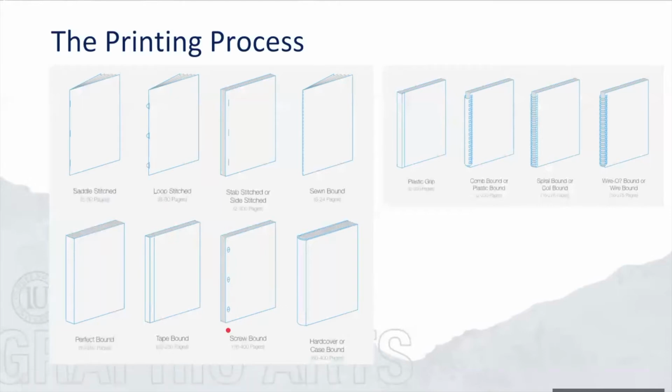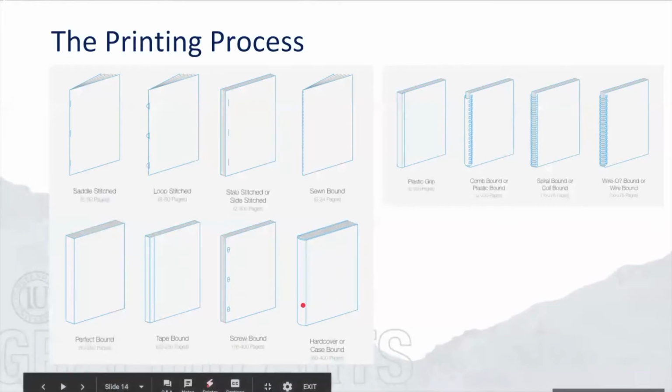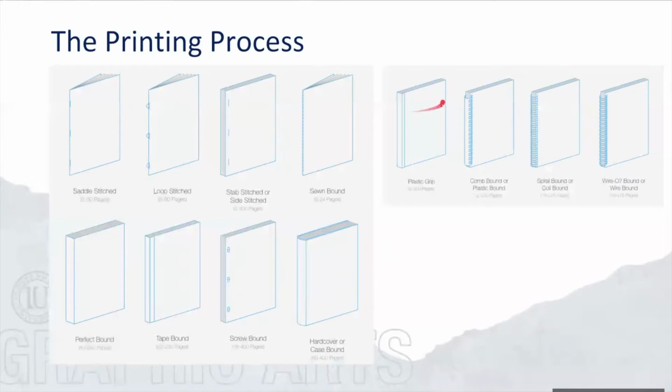Then we have a screw bound. I don't think I have ever physically seen a screw bound book. I know that they exist. I just don't think I've ever physically seen one. Then you have your hardcover or your case bound, so a nice hardcover book. A plastic grip, a comb bound or plastic bound. We've probably seen those. A couple of courses that I took in college had books that were printed that way.